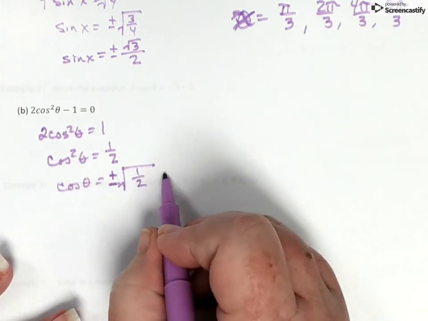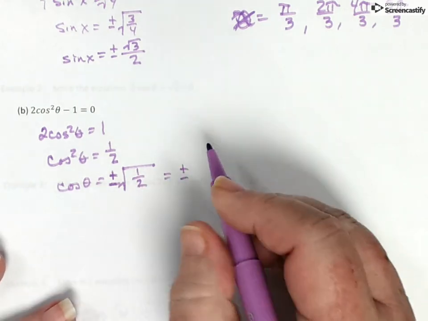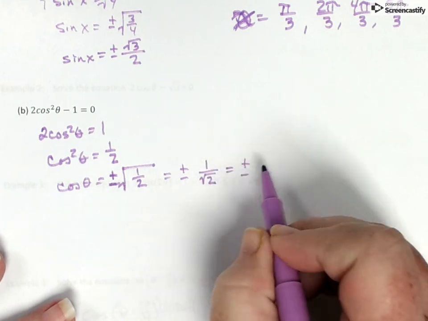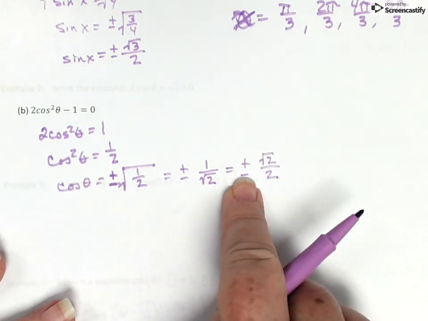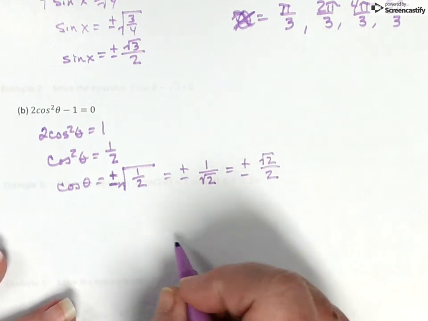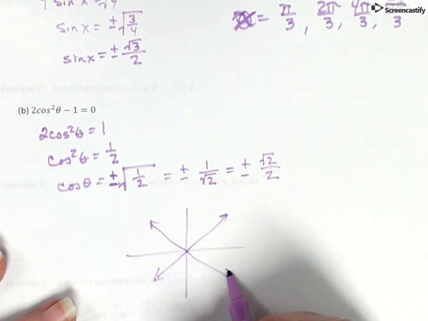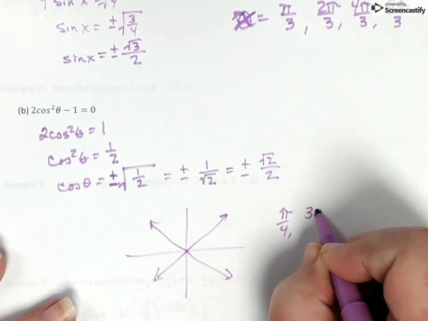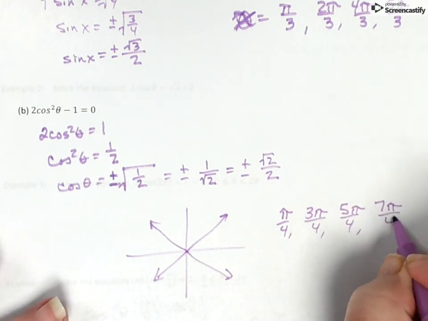Now, once again, I'm not going to spend a lot of time on this because we should at this point know how to simplify a radical. But that's going to be 1 over the square root of 2, which you need to rationalize as the square root of 2 over 2. Well, where on the unit circle is the cosine value, either positive or negative, root 2 over 2? And that's going to happen in quadrant 1, quadrant 2, quadrant 3, and quadrant 4. So we're going to have 4 answers again. Pi over 4, 3 pi over 4, 5 pi over 4, and 7 pi over 4.